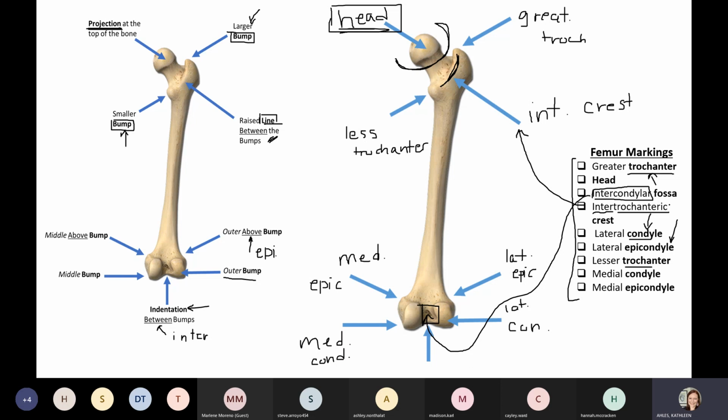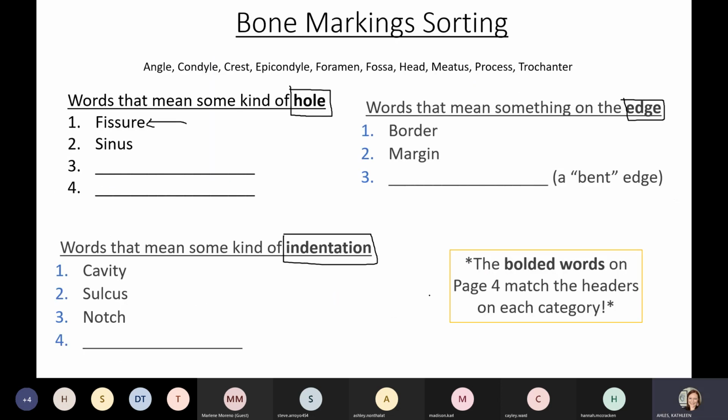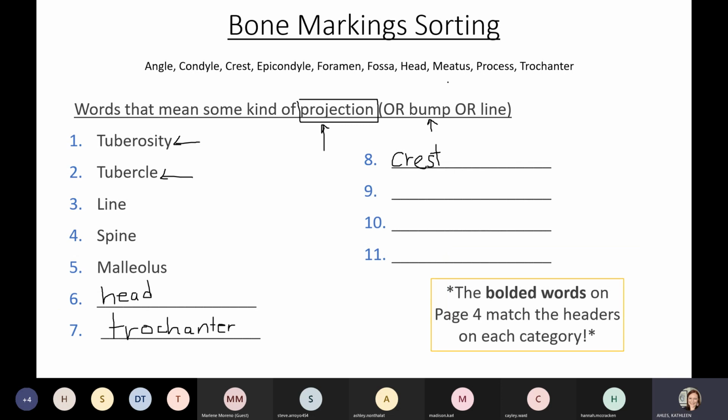So we got some new words to add. We need to add fossa, we need to add condyle, and epicondyle. When we talked about the fossa, we said that that was an indentation. It was in between my bumps. So anytime you see the word fossa, it always means an indentation, something that's going down. When we talked about those bumps, remember that that was the words condyle and epicondyle. I'm not going to write the whole word.